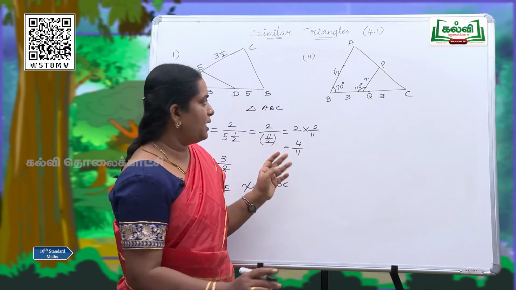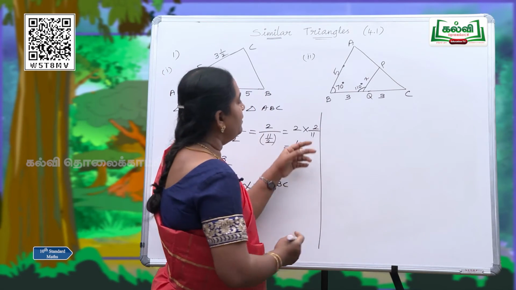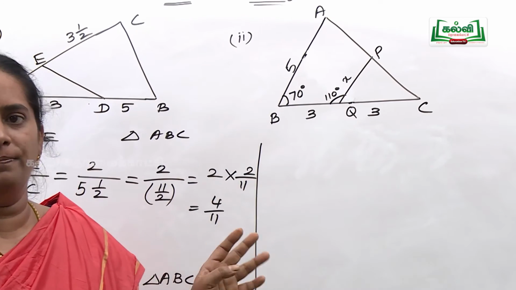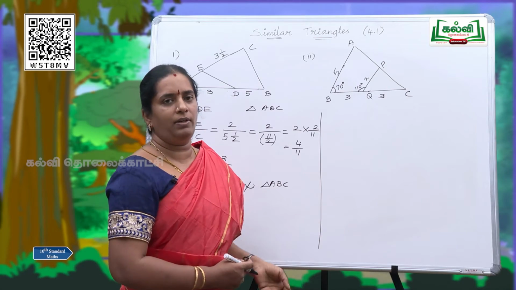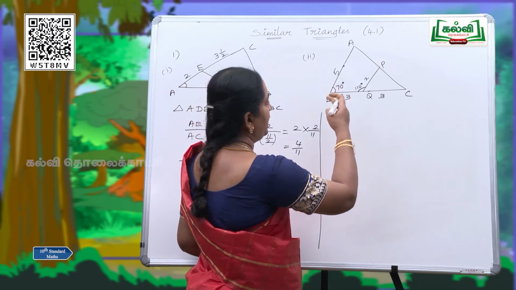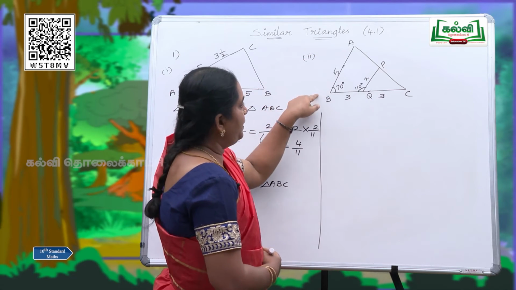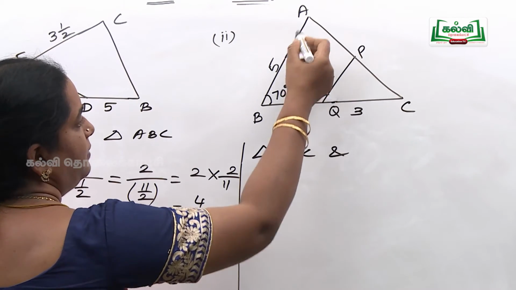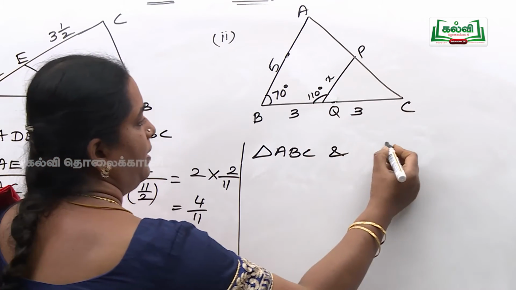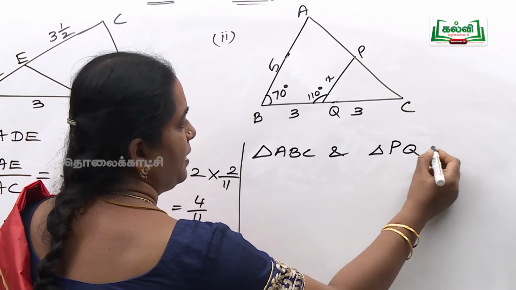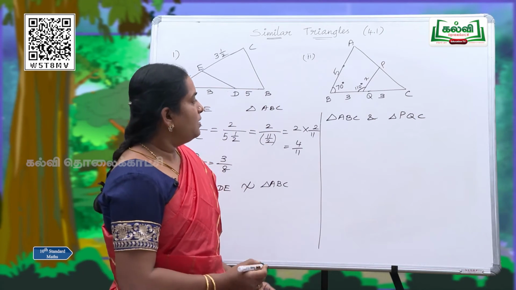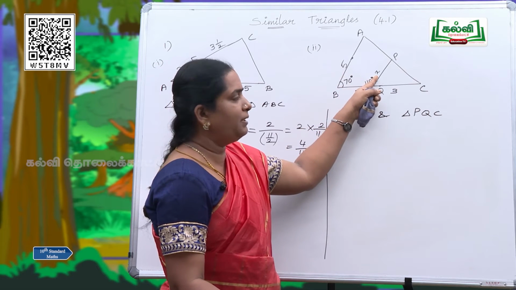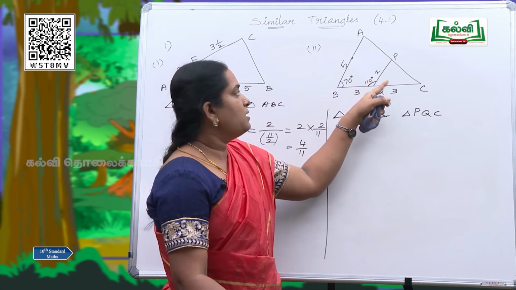Next subdivision goes as, in this triangle we have one more thing to do, that is to find the value of x. If the triangles are similar, we can find the value of x. Let us check the triangles. The triangles are triangle ABC and triangle PQC. Look at these. So what do we have now? We have a side here, but we don't have the corresponding side here. So we leave the option.